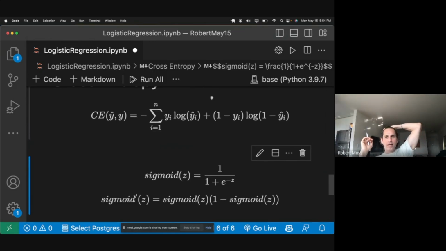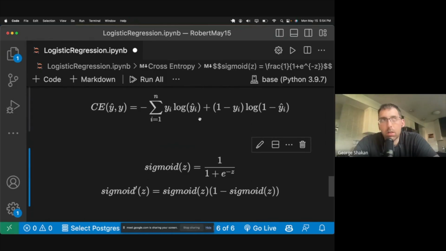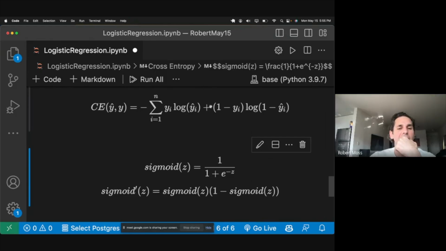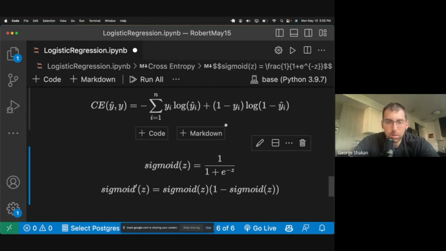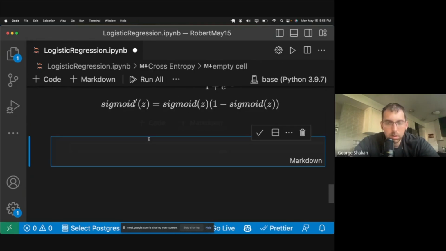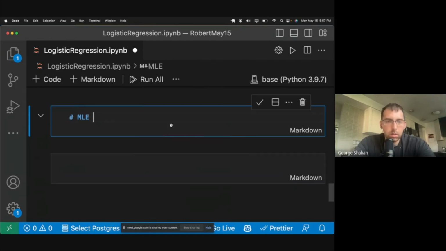I think that's it for logistic regression. There's one more thing I thought you had asked earlier. Like we saw with linear regression that it was a maximum likelihood estimate, this also is a maximum likelihood estimate. So that's something I could help you with. Let's take a look at MLE.